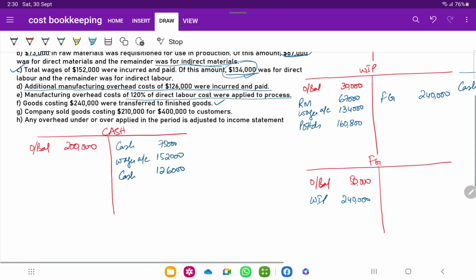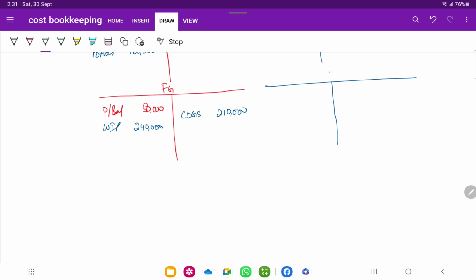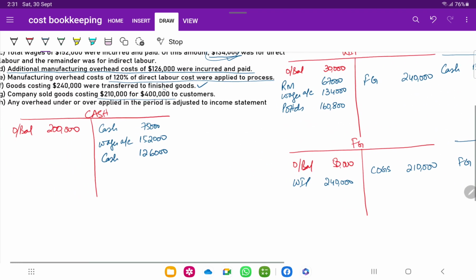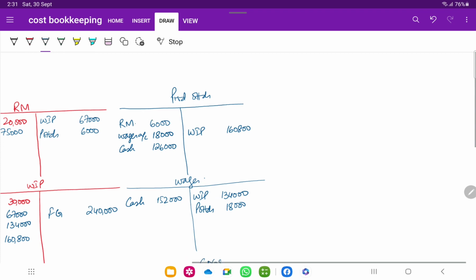Right. And then the company sold goods costing 210,000 for 400,000. So finished goods will be credited with 210,000, and we'll make another T account of cost of goods sold, 210,000, with the reference of finished goods. Right, because we transferred these goods from finished goods, and we sold it at 400,000. So 400,000 cash debit with a reference of sales, and we have to make another T account of sales.